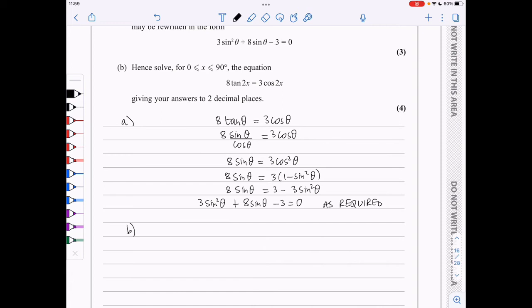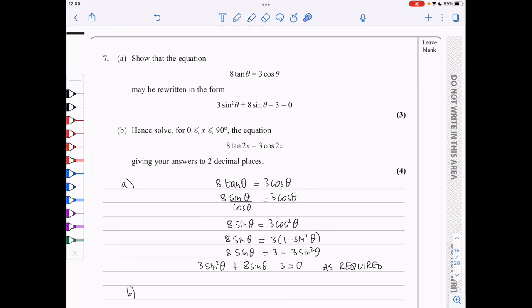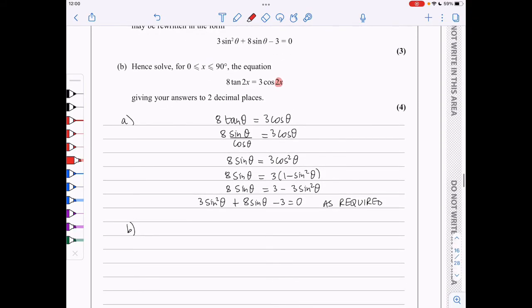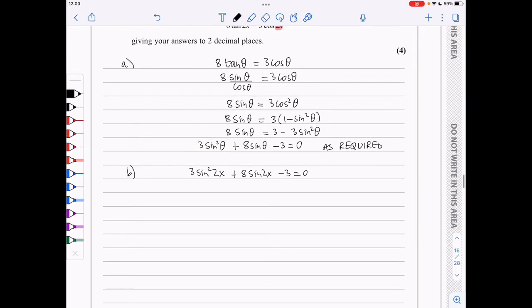Now in part B, it says, hence solve for x between 0 and 90, the equation shown here. Now the hence means there is a clear link between A and B, and therefore I can see that theta became 2x. So it immediately means that I can write this equation as 3 sine squared 2x plus 8 sine 2x minus 3. In other words, the result we have already established to be true for theta is also true for 2x. This is a quadratic in sine.